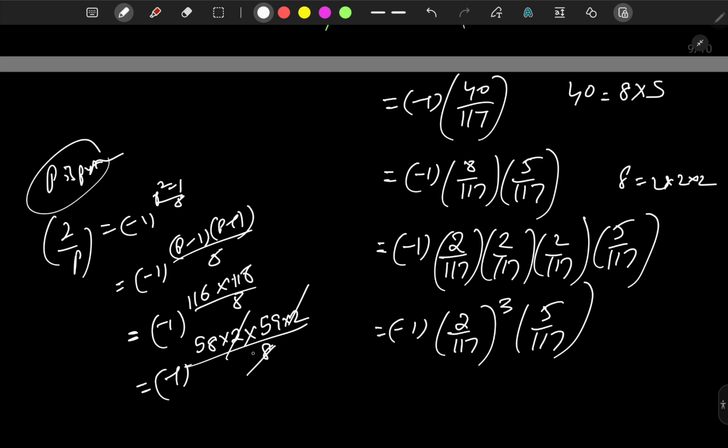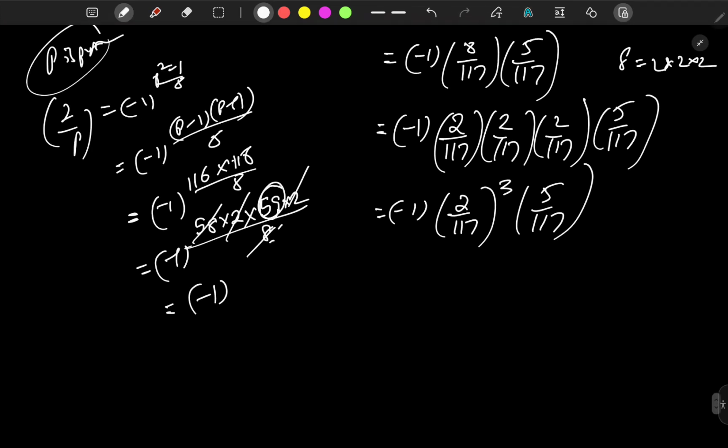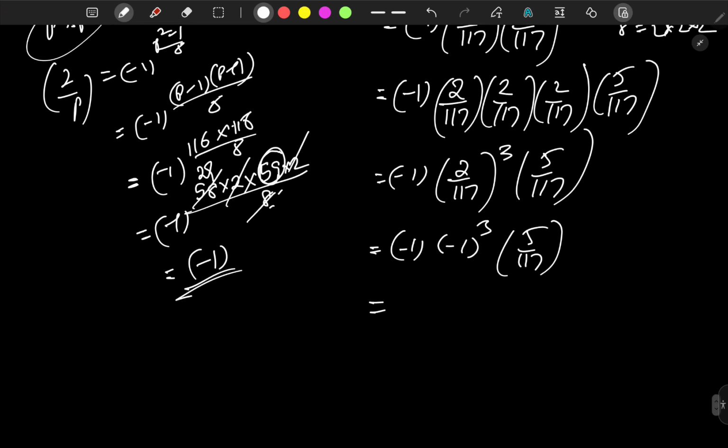Okay, 2 cancels, again 2 cancels, so since it is an odd number it will become minus 1. That's all, it becomes 29. So odd into odd becomes minus 1 whole power odd. So minus 1 whole cube, and how much? Tell me. 1. Okay, again 5 by 117.